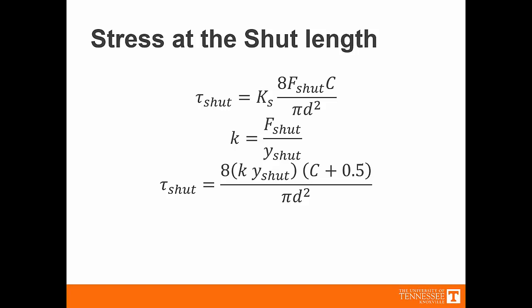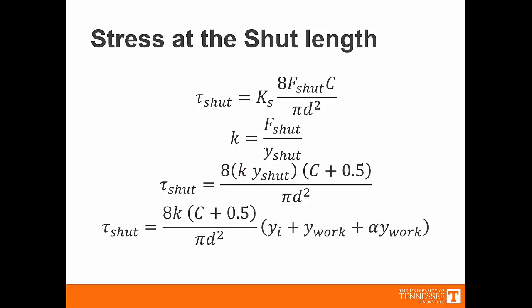Now what I'm going to do is begin substituting in. I'm going to solve this equation here for F_shut and then apply it down here. So F_shut now becomes our spring constant times y_shut. And y_shut was defined as our working displacements, so the initial, the working, and whatever we decide for our clash displacement. And notice now I've also gone ahead and applied the value for what I knew k was and plugged it into the equation.